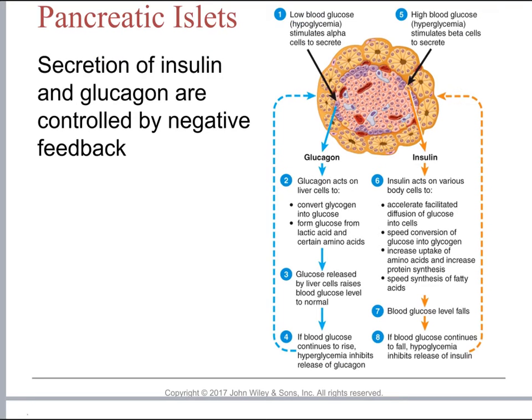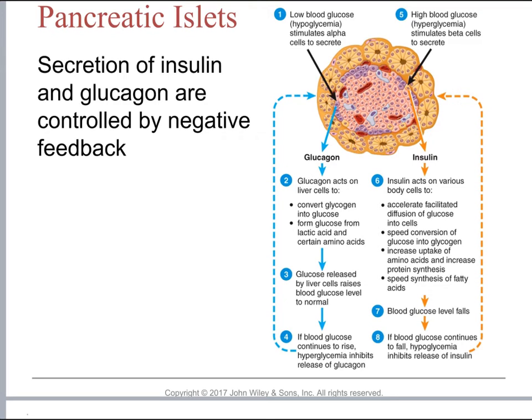Now we can put it to a clinical description. What happens when we are in a hypoglycemic state or a hyperglycemic state? So let's see our control of negative feedback. Number 1, low blood glucose. So we're in a hypoglycemic state, which stimulates the alpha cells to secrete glucagon. Glucagon acts on our liver cells, converting glycogen into glucose. So remember, our body cannot store glucose. It takes way too much water to store glucose, so we convert it into something that's more easily stored, which is glycogen, which means when we need to pull that energy, we have to convert it back to glucose.